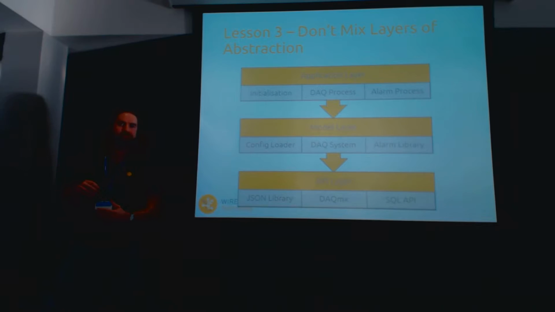And at the bottom, we have the API layer, the interface to the outside world, if you like. So in the case of this side, we might have the JSON library for managing the configuration. We might have DAQmx for the DAQ system. By understanding these layers, what we can do is stop them all bleeding together so much.